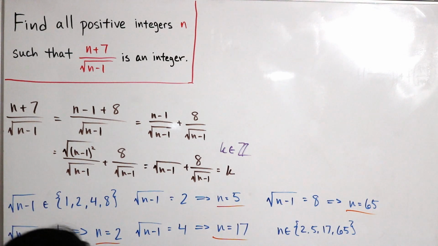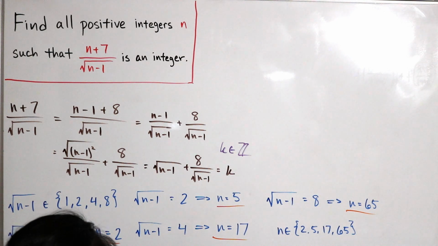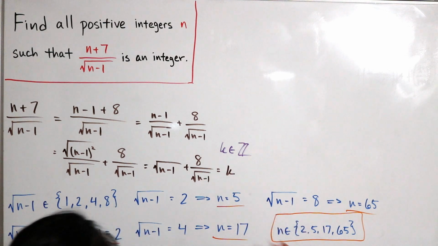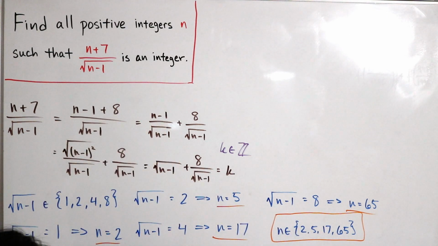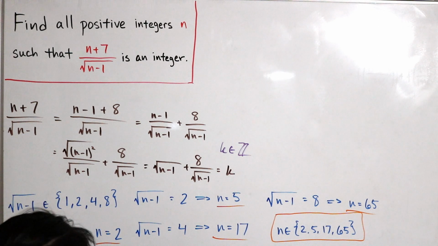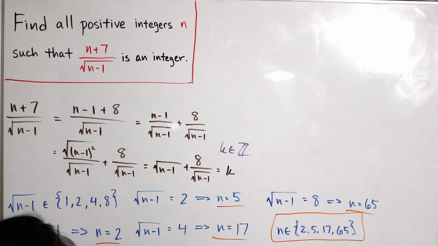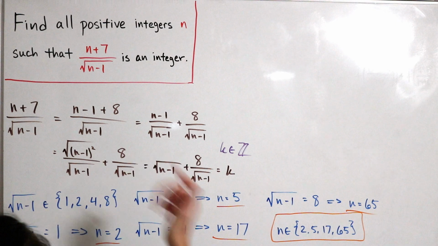And so you can plug these four elements into the following expression to see if you get an integer, which you do indeed. If I plug in 2 for n, then 2 plus 7 is 9, and 2 minus 1 is 1, so 9 divided by 1 is 9. Plug in 5: 5 plus 7 is 12, 5 minus 1 is 4, the square root of that is 2, so 12 divided by 2 is 6. 17 plus 7 is 24, then 17 minus 1 is 16, so the square root of that is 4. So 24 divided by 4 is 6, perfect.